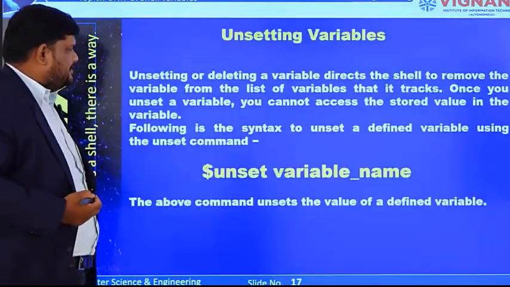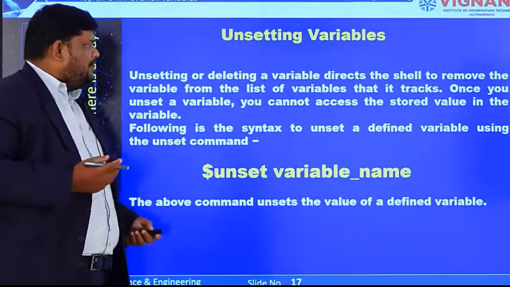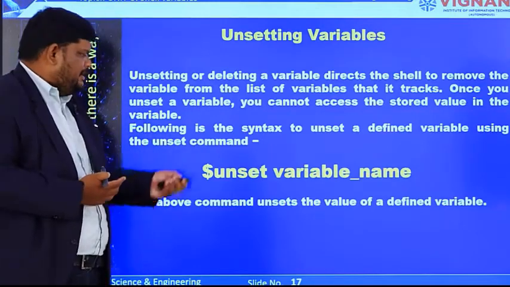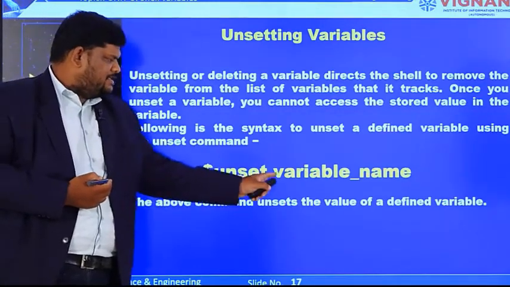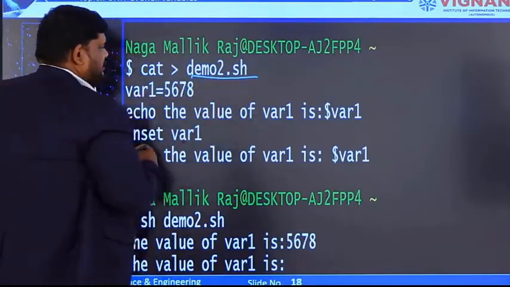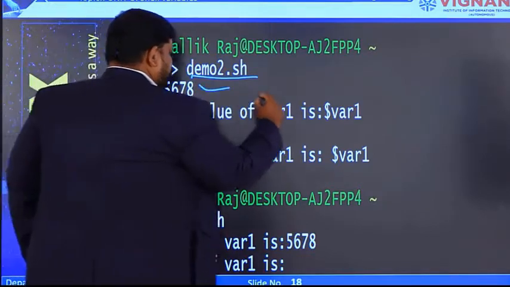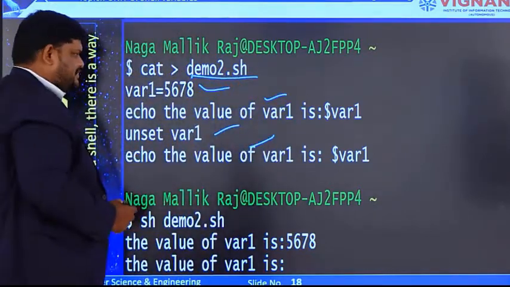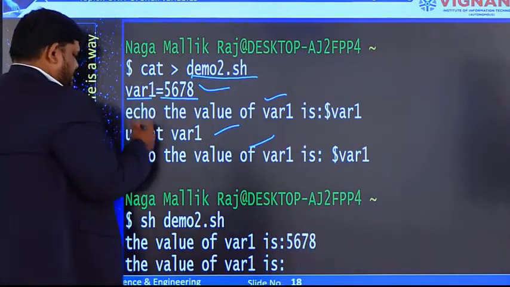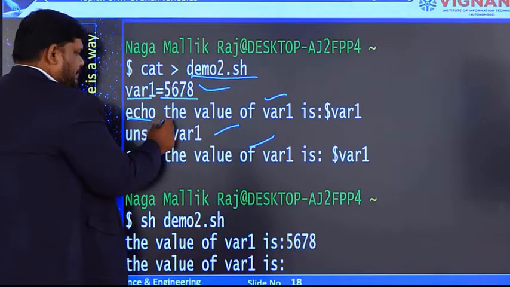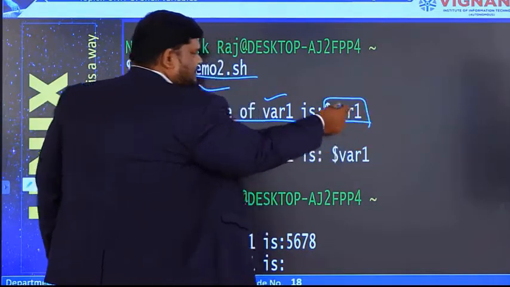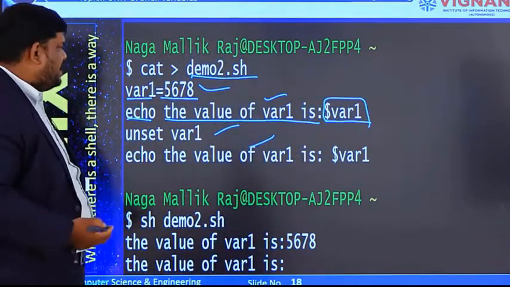Now, unsetting variables. Unsetting variables means if you want to delete variables from the shell, we use unset. The syntax is unset, space, variable name. Let us consider an example. Another program name is demo2.sh. These are the 4 statements present in that script. In the first one, var1 contains some value, 5678. In the second one, I am writing echo the value of var1 is $var1. That means we are trying to access the value present in var1, so the answer is 5678.